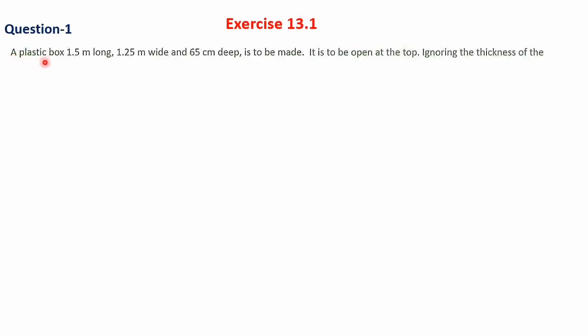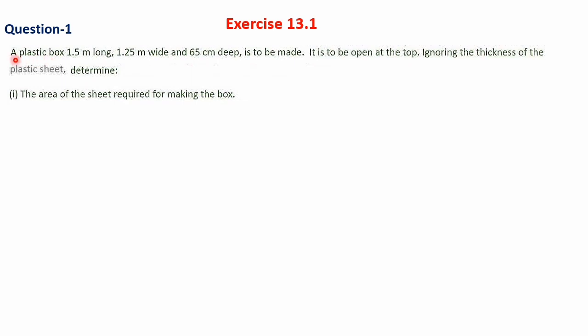Next, we shall discuss exercise 13.1, first question. A plastic box 1.5 meter long, 1.25 meter wide and 65 centimeter deep is to be made. It is to be open at the top. Ignoring the thickness of the plastic sheet, determine the first question, the area of the sheet required for making the box. Here, let's go through the question again.